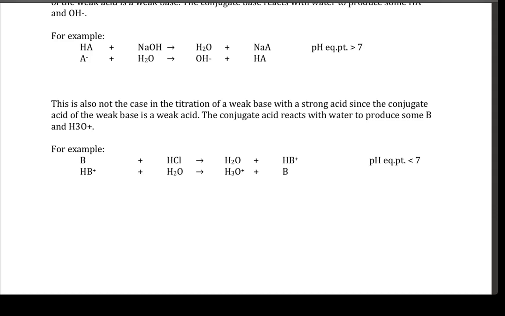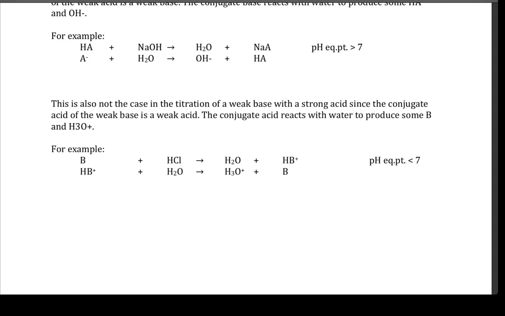Okay, and the pH would be less than 7 in this situation where we had a weak base B combined with a strong acid like HCl, since the conjugate acid of the weak base is a weak acid. The conjugate acid reacts with water to produce some B and H3O plus, and that would make the pH at the equivalence point a little less than 7.